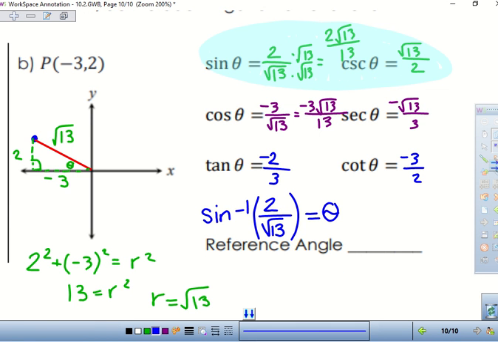So we're going to use our calculator. 2 divided by the square root of 13 equals, and then second sine. And that will give you the angle measure of 34 degrees. So that means this angle right here is 34 degrees. That's what we just found, the reference angle, when we do that math, okay?